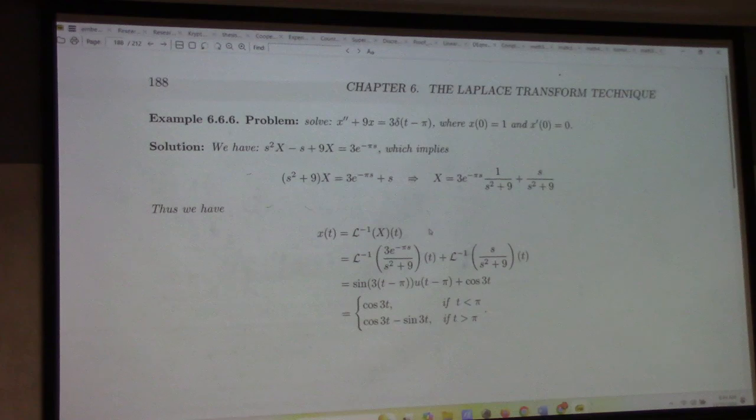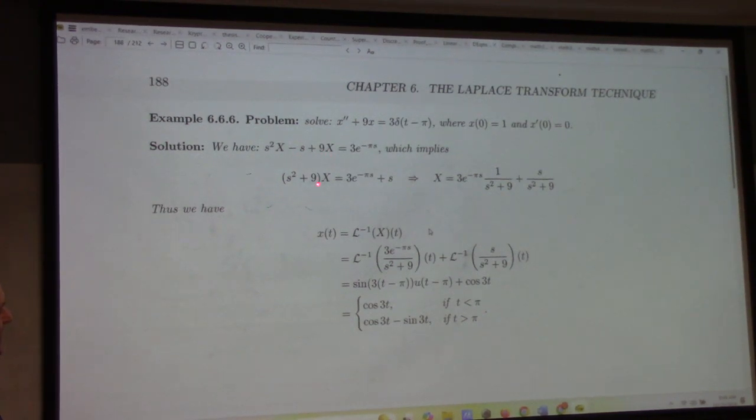Here's one where I'm hitting the spring at time pi with an impulse of 3, and I again have an initial condition of 1. So we have, oh okay. I was worried I'd made that minus error I made a second ago here again, but no, that's the initial condition. So minus s plus 9X.